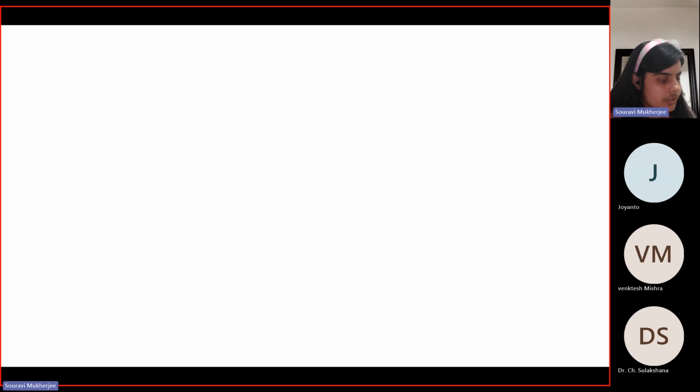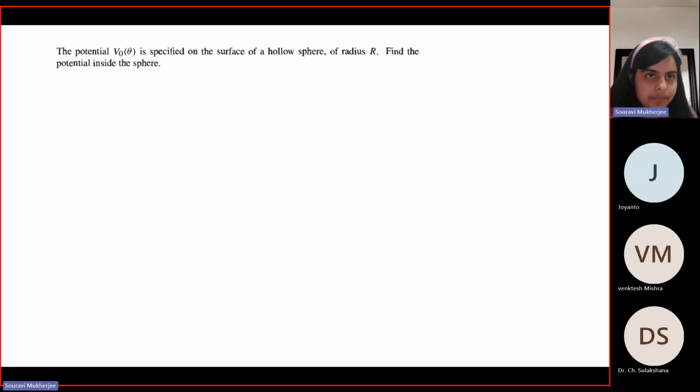Now, based on your question, you try to impose the boundary conditions. So now, if you are told that you have a hollow sphere, and the potential on the surface is given as V1, and you are asked to find the potential inside the sphere.